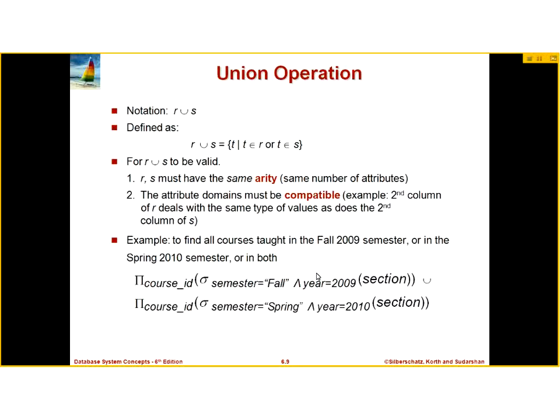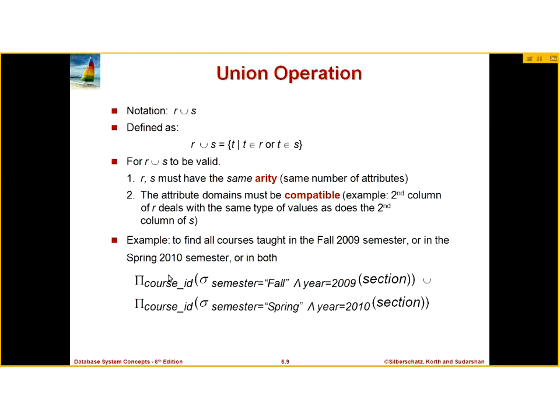An example can be to find all courses taught in fall 2009 semester or in spring 2010 semester or in both. So you can make a selection in this way, like project course ID, because you want to find courses. If you find the course ID, it means you can get the rest of the details from the courses table. So course ID is actually uniquely identifying a course. It's the primary key of that table.